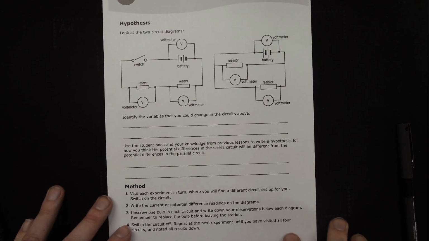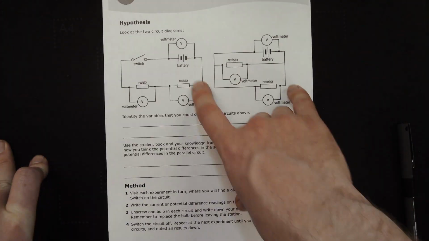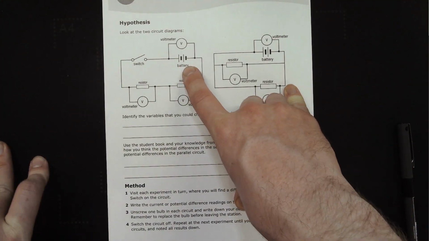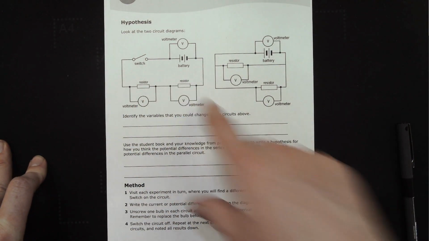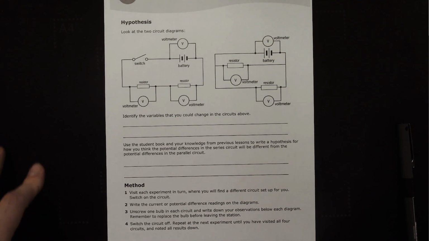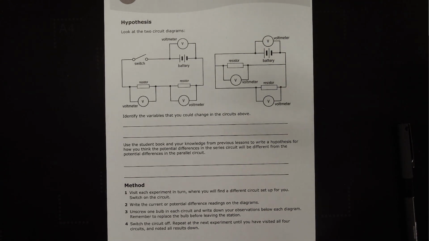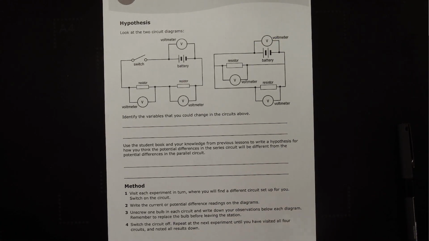Okay, so hopefully you've had a think about what variables we could change. We could change, for example, the number of batteries. That would change the potential difference across the circuit. We could change the number of resistors we've got. That would reduce the current, and it would also increase the resistance of the circuit. So any of those things: changing the number of batteries or changing the number of resistors.